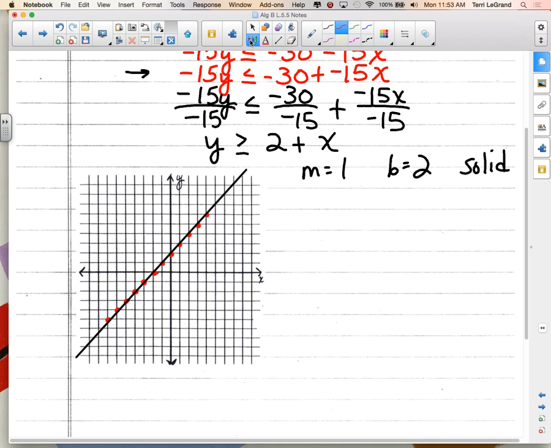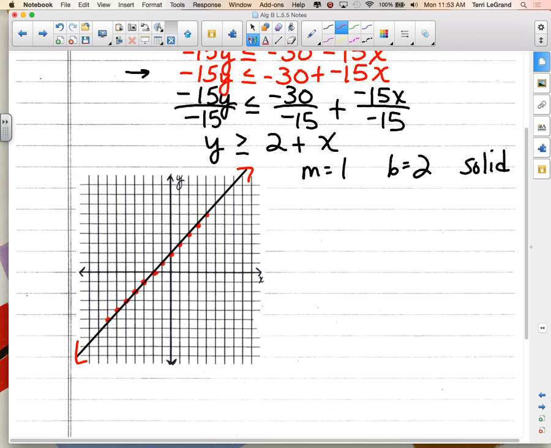Your boundary line should go all the way through your graph, not just through the 3 points you made. Okay? Make a decision. Do you think you should shade above or below? Above. Well, where is above on this one? Left or right? Left.